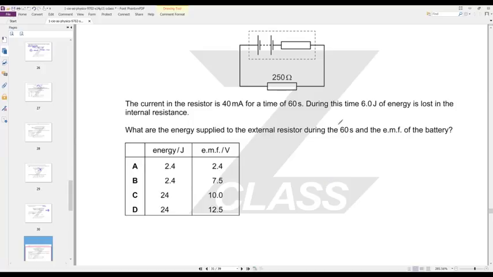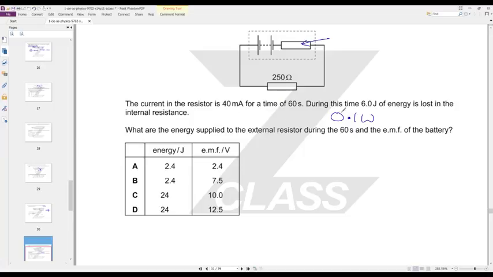Okay, so 6 joules, 40 milliamps, 60 seconds. You can look at this in a variety of ways. The best way is to say 6 joules over 60 seconds. That can give me a power. 6 divided by 60 is 0.1 watts in our internal resistor over here.